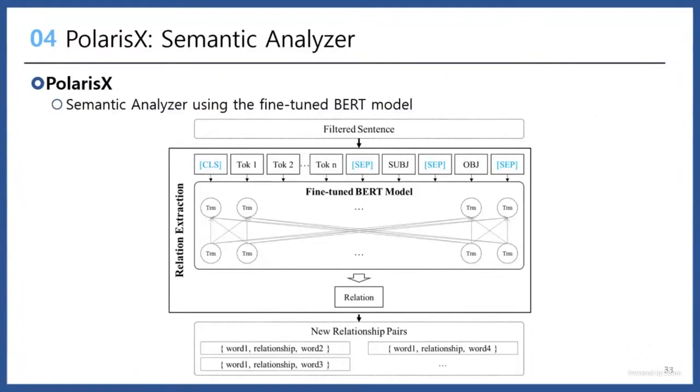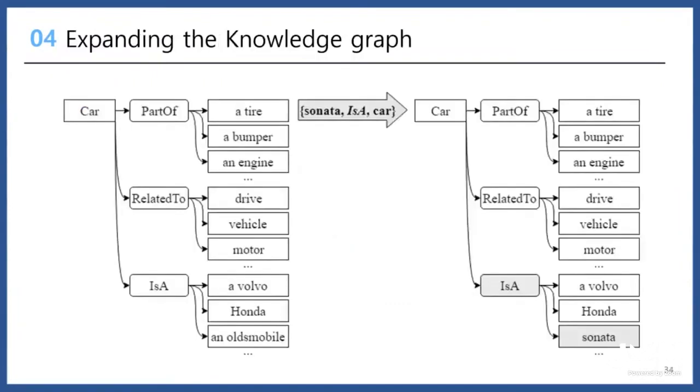This is a structure diagram for semantic analysis of the algorithms. Polaris X has semantic analysis using the fine-tuned BERT model. The figure shows that sonata is extended to the car graph through semantic analysis of Polaris X.